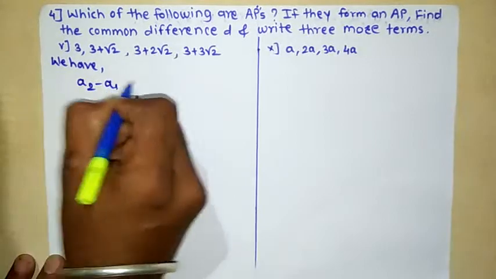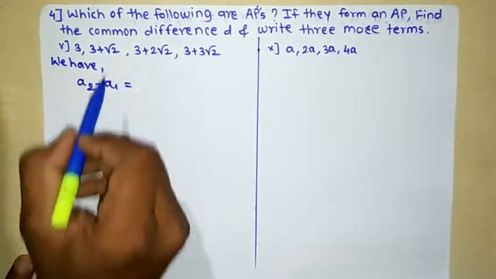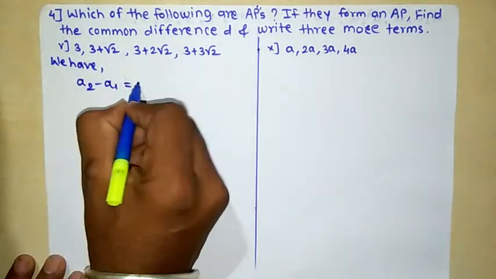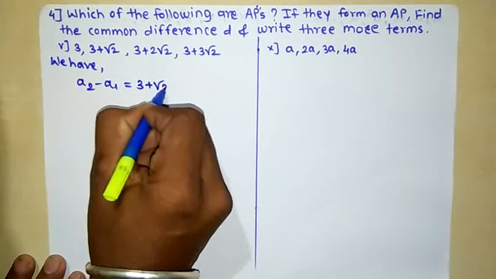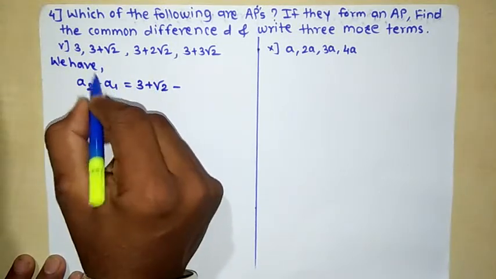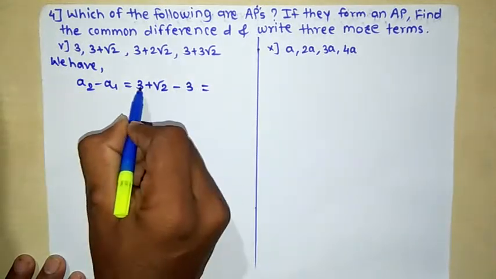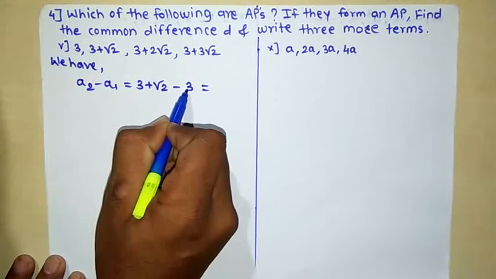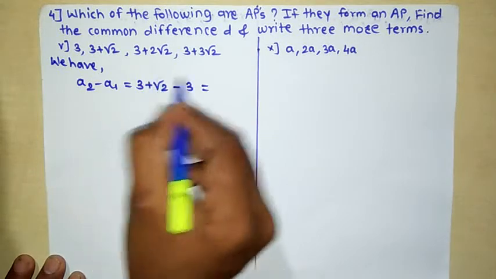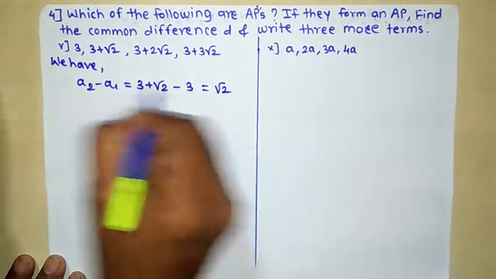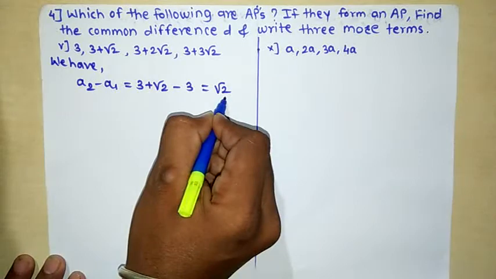We have a2 minus a1 is equal to, what is the value of a2 here? a2 is 3 plus root 2, minus, what is the value of a1? a1 is 3. Now 3 minus 3 is equal to 0. What will remain here? Root 2 only. Therefore a2 minus a1 is equal to root 2.